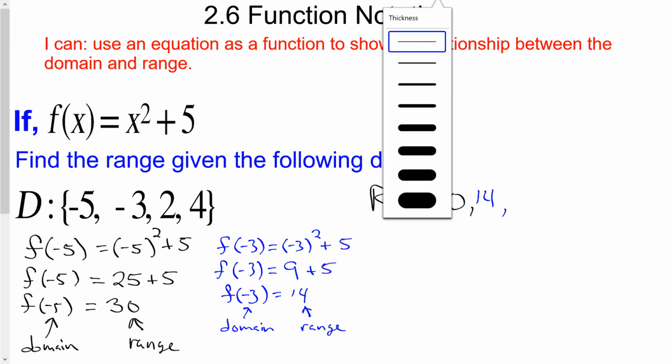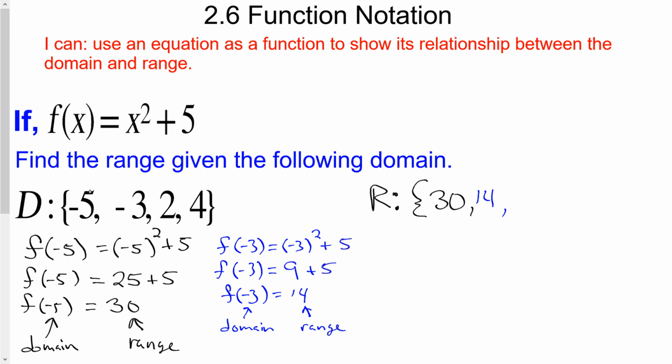Let's try another one. We've done -5 and -3, so let's go through f of 2 now. Looking at f of 2, it's going to be x squared plus 5, where x is 2. 2 squared is 2 times 2, which is 4. 4 plus 5 is 9. Once again, domain value, range values. The range value is 9.